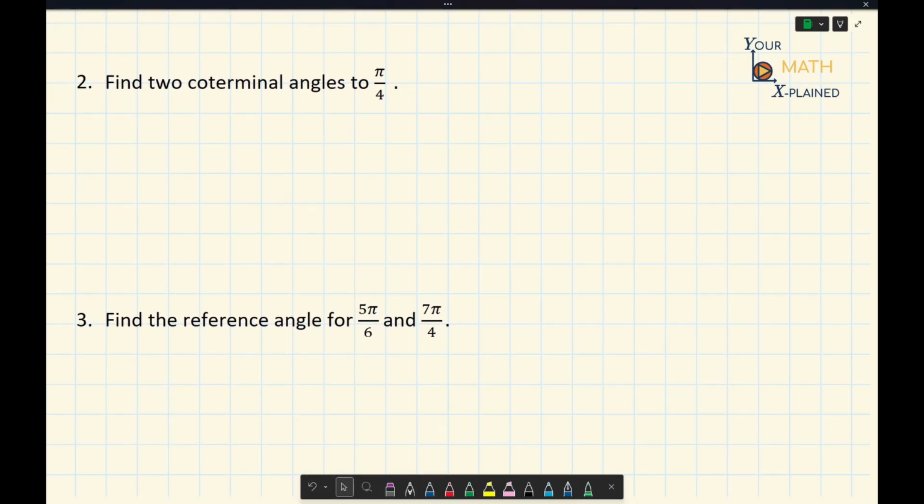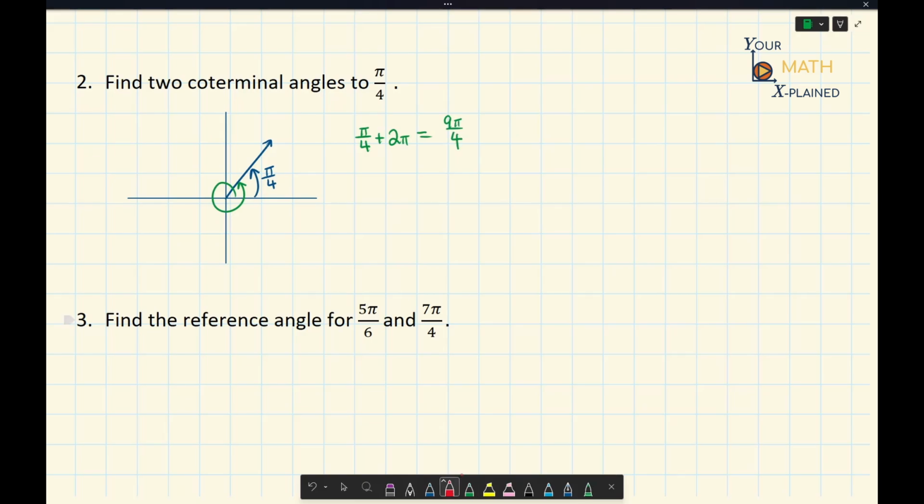For our first example, we want to find two coterminal angles to pi over 4. So let's go ahead and draw that. So we know that pi over 4 is going to be right over here. So in order to find a coterminal angle to pi over 4, what we can do is go one full rotation and then stop at pi over 4. What that's going to give us is pi over 4 plus 2 pi, because one full rotation is 2 pi. So that means our coterminal angle is going to be 9 pi over 4.